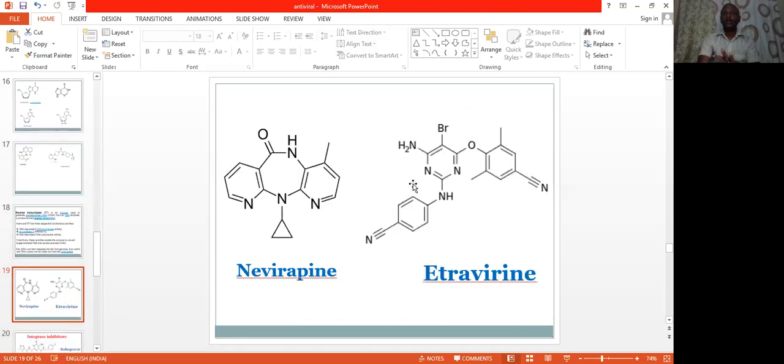These structures you don't need to take down, I have given them in the previous slide also. Examples I am giving you are nevirapine and etravirine. So these are non-nucleoside reverse transcriptase inhibitors, other examples.